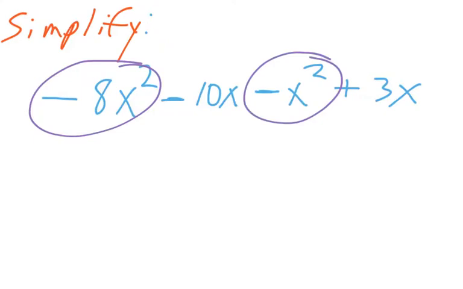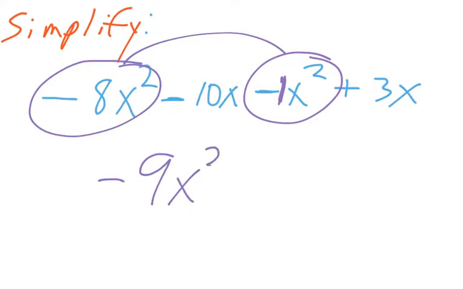Now you might ask, what's the coefficient for this negative x squared? Remember, if you don't see a coefficient, it's 1. So it's usually very helpful for people to write that 1 there, and now it's actually a negative 1, right? So now it becomes very easy. Add these two up, negative 9x squared.